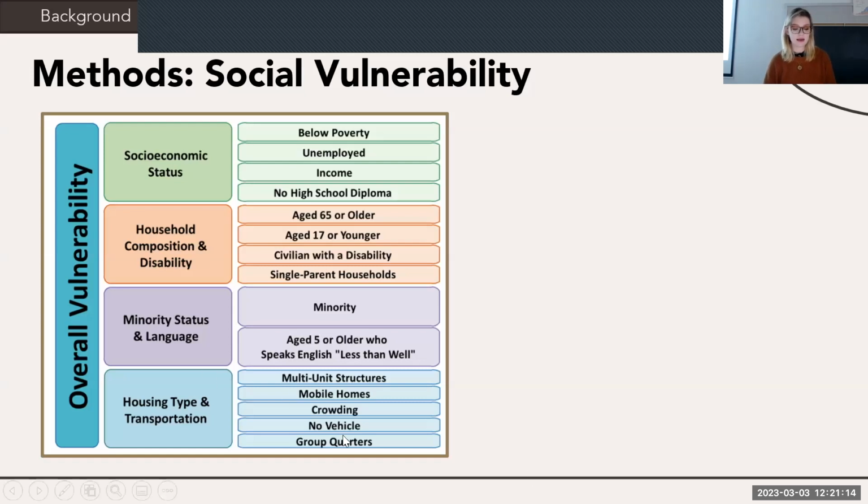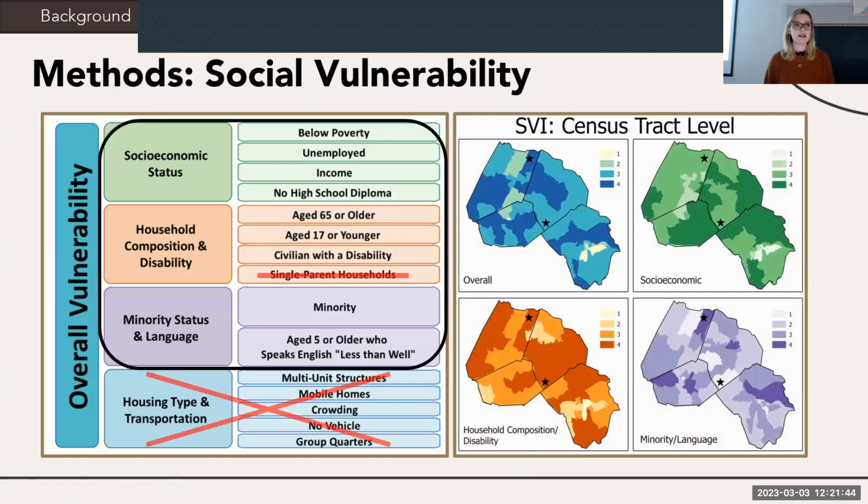Everything in housing type and transportation is usually used for emergencies or natural disasters to best distribute help, and that's why there's this massive housing type and transportation theme. I decided to leave it out since it wasn't relevant to radon. One of the factors within household composition and disability, single parent households, doesn't really impact radon risk. But because the other three, youth, the elderly, and disability, significantly do, I decided to keep that theme in. So these are my maps using these three themes and overall.